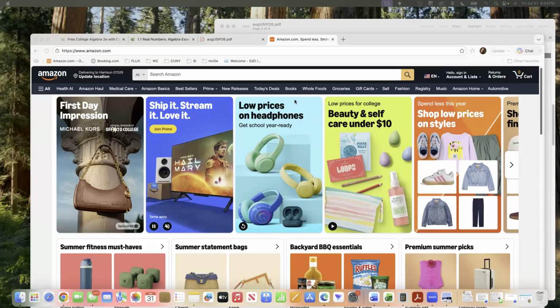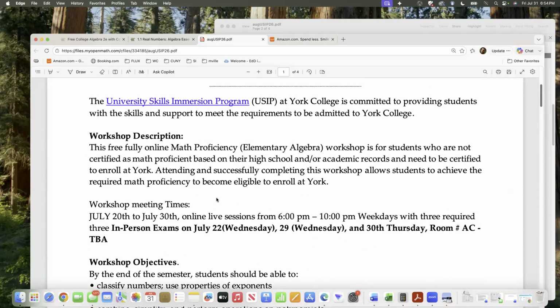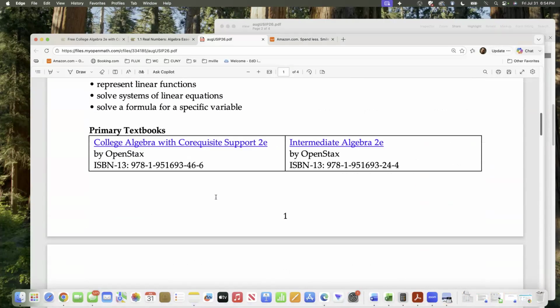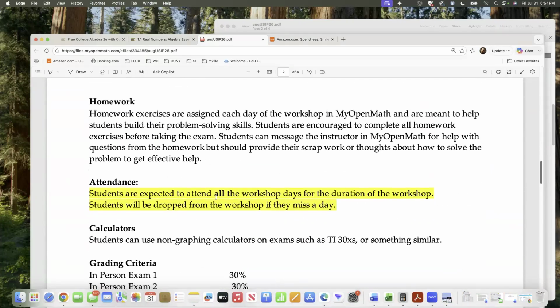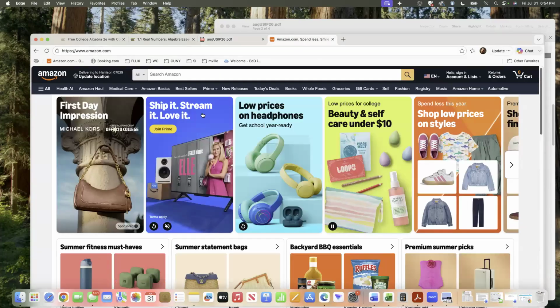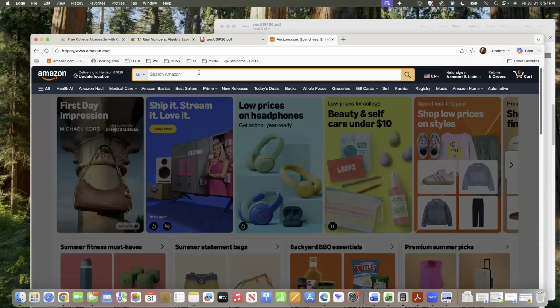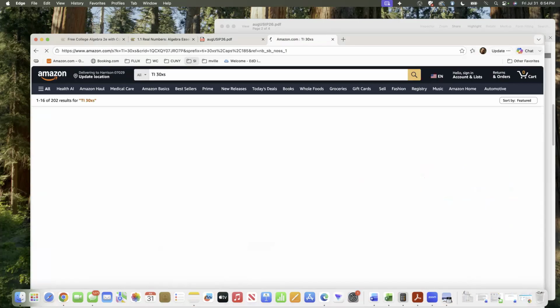There you go. Now, if you look at the syllabus, it says that we can use a specific calculator. Should be here. Right here. TI-30XS. Does it have to be that one? No. You could use any type of calculator so long as it is not a graphing calculator.